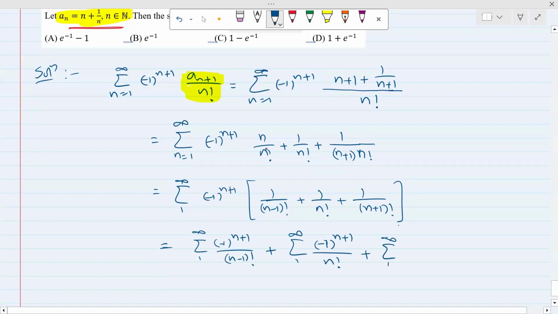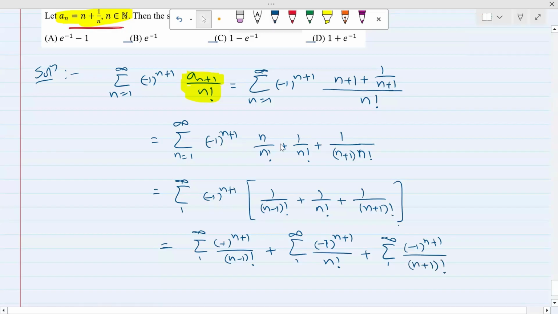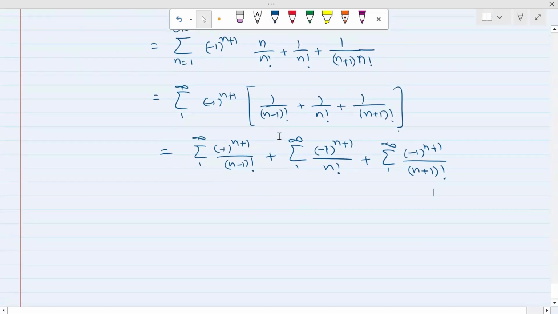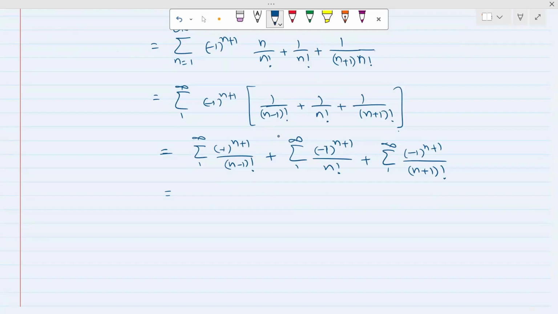Is it allowed? Means, can we do this? Yes, sir, we can do it. Yeah, good. Because we know the series converges. We know the series converges. Okay. Now we just have to compute the sum.